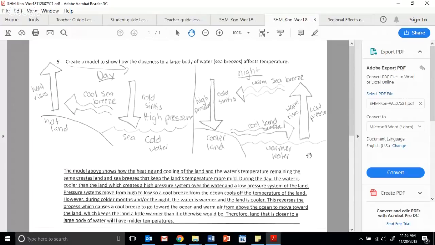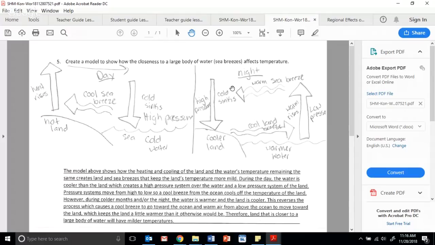Well, the water's temperature didn't change when the sun went away. The water's temperature stayed the same. So as that warm water is happening, it's creating a low pressure system because it's going to move that air. So the air above it is cold, so the warm water is going to warm it, and then the air is going to rise up, causing a low pressure system. And then we know pressure systems move from high to low, so it causes what's called a land breeze, where the breeze is going from the land to the water.